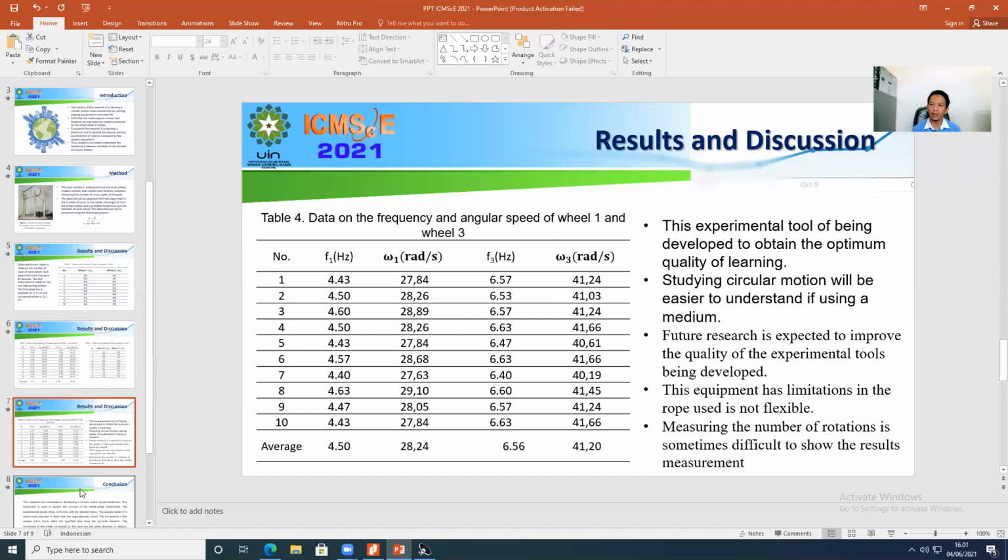Studying circular motion will be easier to understand if using a medium. Future research is expected to improve the quality of the experimental tool being developed. This equipment has limitations: the rope used is not flexible, and measuring the number of rotations is sometimes difficult to show the measurement result.